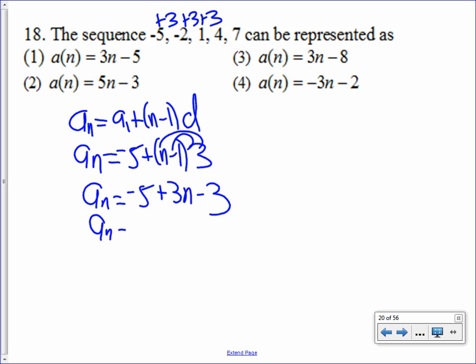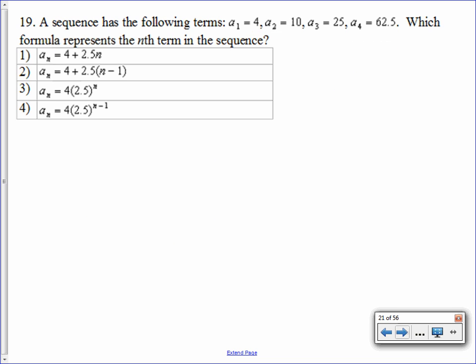A sub n equals 3n minus 8. There we go. Here we go. As we can see, this is not arithmetic, because if it was arithmetic, this would be plus 6. This would be plus 6 again, and as you can see, the third term is not 25.